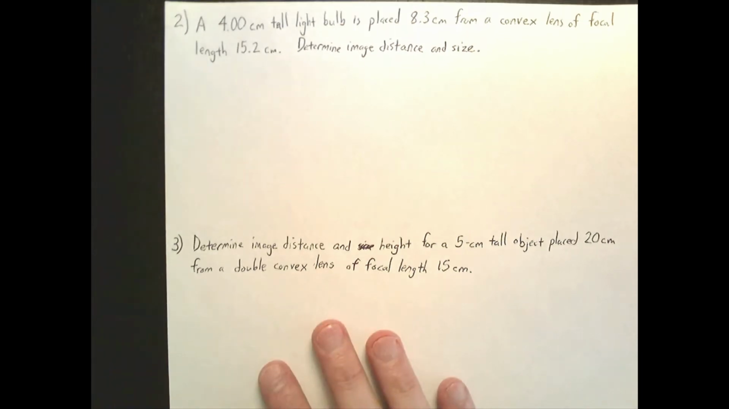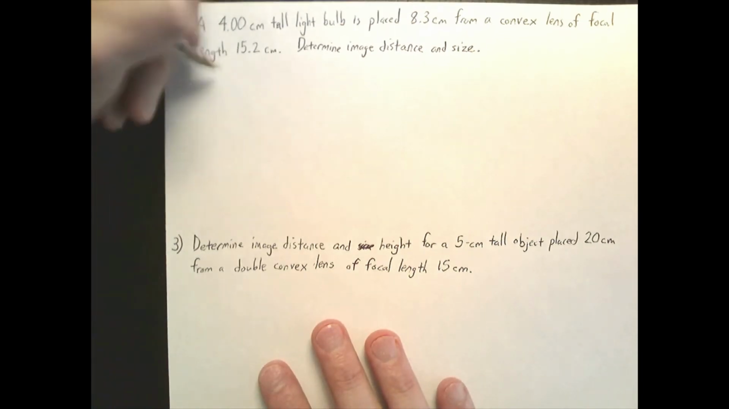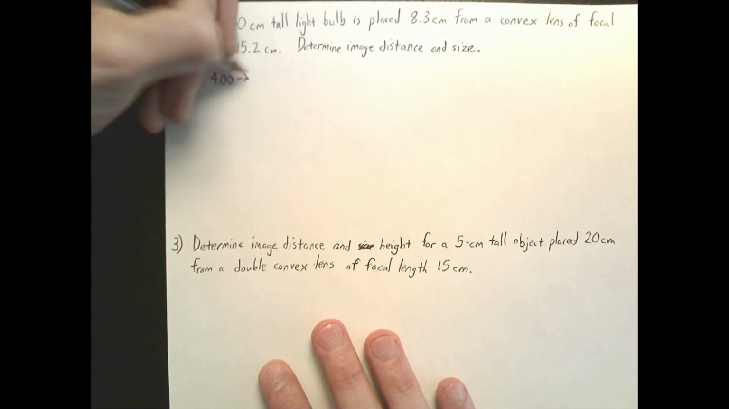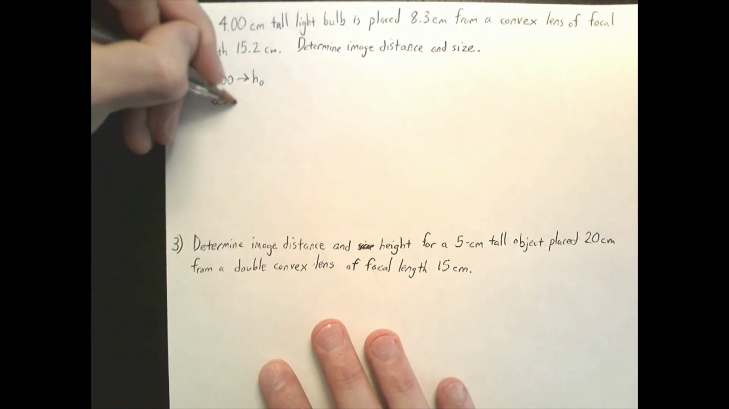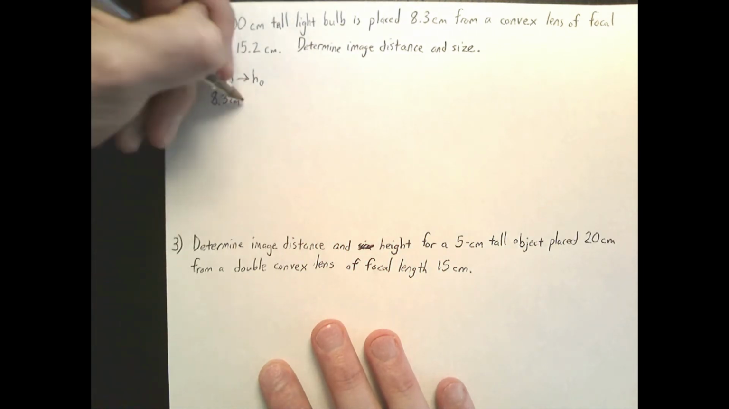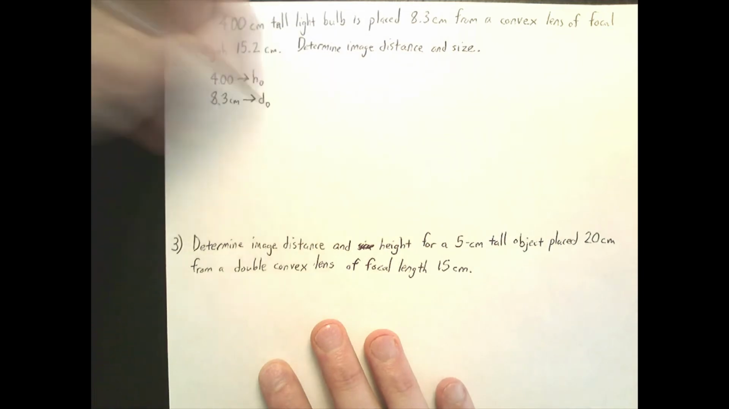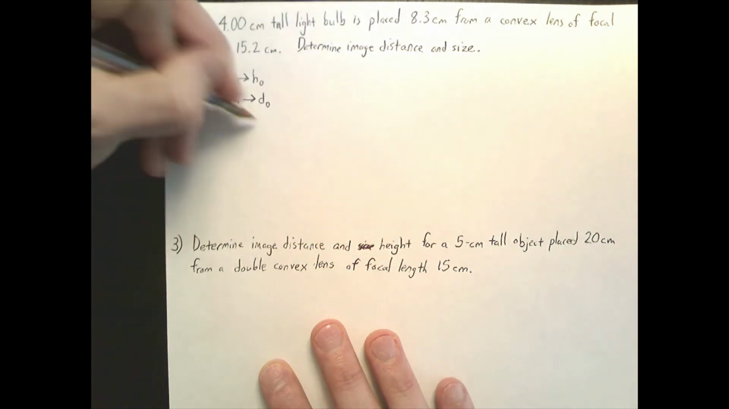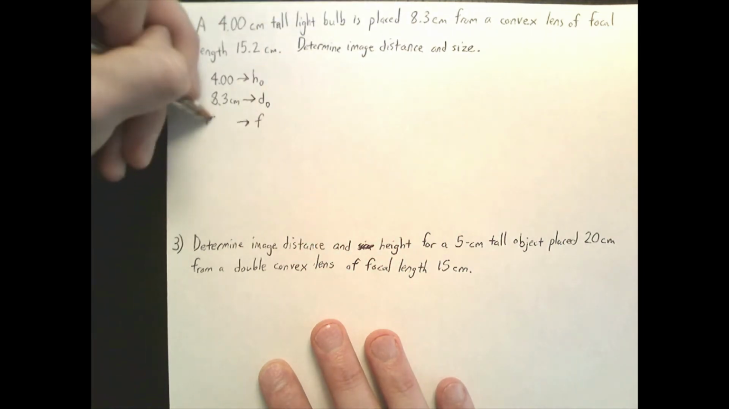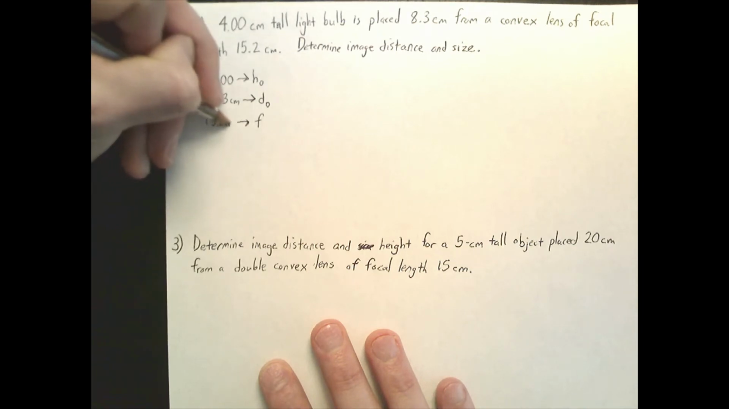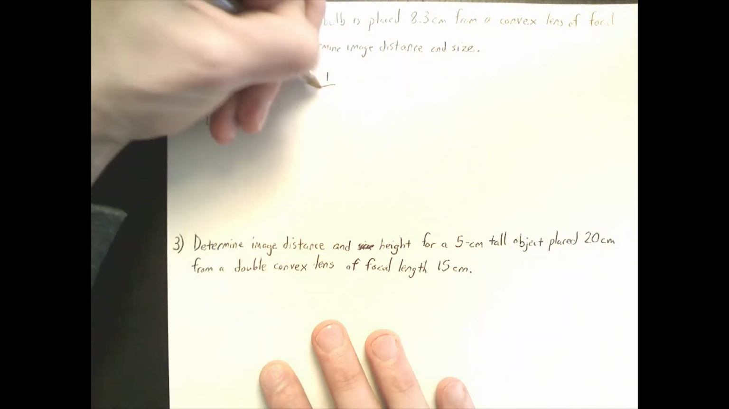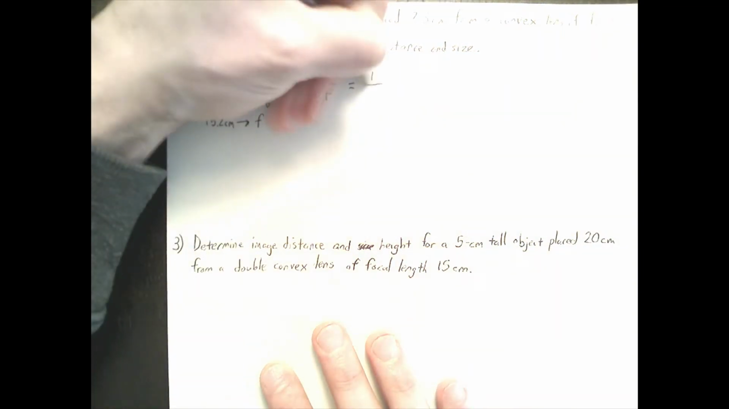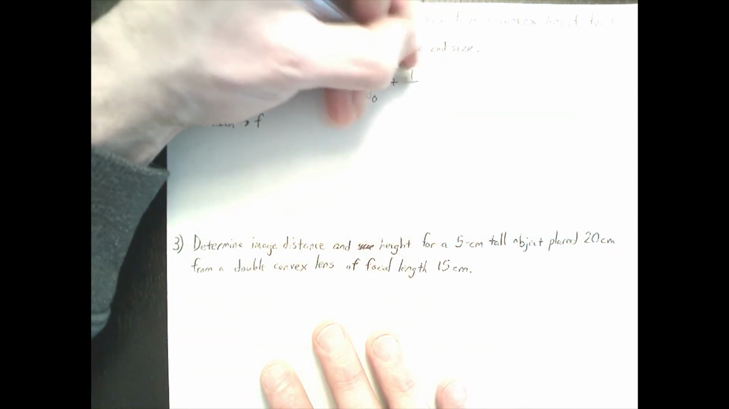So same kind of thing. Let's figure out what we know. We know that 4 centimeters is the height of the object. It's 4 centimeters tall, so that's our HO. Our 8.3 centimeters is how far the object is placed, so that's our object distance. And the focal length F is explicitly said to be 15.2 centimeters. So we know all that info. We're going to use our lens formula again. 1 over F equals 1 over DO plus 1 over DI.